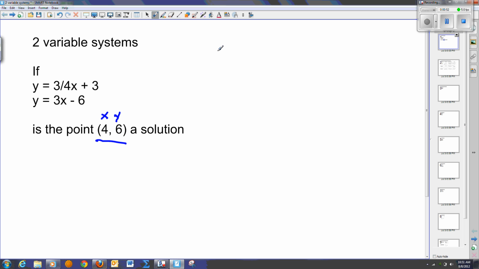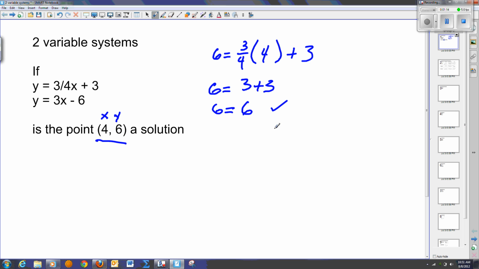So in the first equation, I have 6 should equal 3/4 times 4 plus 3. This gives me 6 equals 3 plus 3, since the 4s reduce, so 6 equals 6, so that checks.